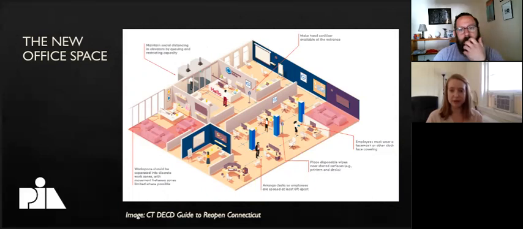So those were kind of broader, and we're going to go in more depth for the new office space. This graphic illustrates what we're about to talk about in an actual visual form. It's from the Connecticut Guide to Reopen Connecticut, so you can look at it closer.